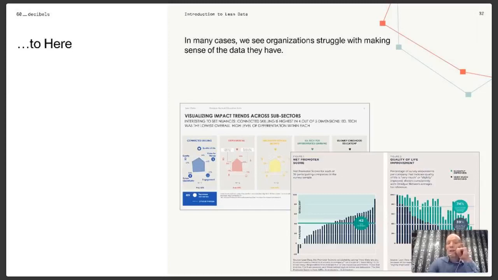And what we find time and time again is that building that skill at each and every company is not necessarily easy, and that's where partnering with an outside provider, whether it's 60 Decibels or somebody else, can really help get those insights into the hands of people who need them in a way that they'll be able to act on them.